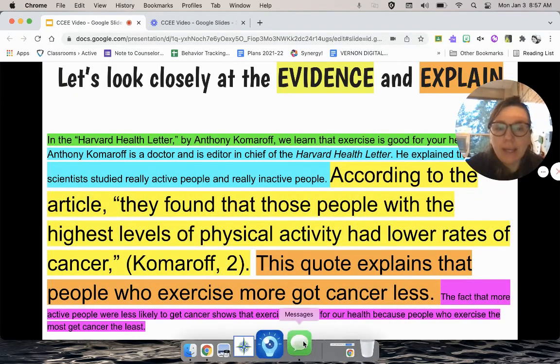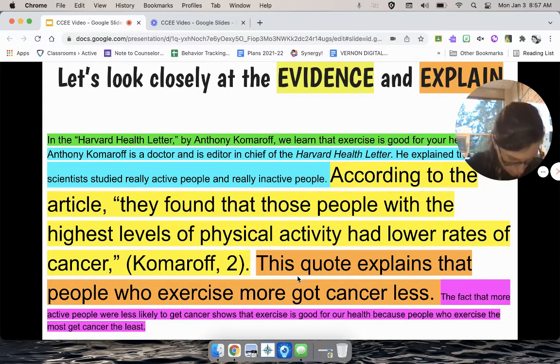I tried in my orange not to add new information, but to just write a summary of what the yellow portion says. According to the article, quote, they found that those people with the highest levels of physical activity had lower rates of cancer, Komarov 2. This quote explains that people who exercise more got cancer less. I, in my own words, paraphrased or wrote a summary of the evidence just to prove that I knew what it meant and to explain to the reader where I was trying to go with it, what I was trying to point out that was important about the quote in the yellow.